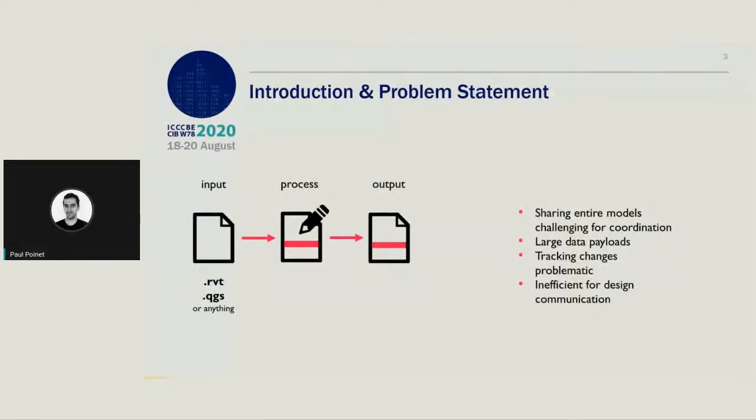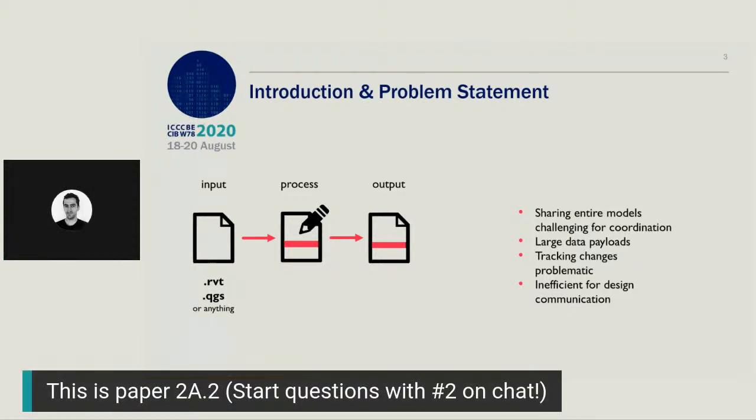So today, basically what we are facing, people are exchanging a big amount of data, like big Revit files, and then if one is making one change, one has to save the change and resend this file again. So this creates large data payloads, and tracking changes is very problematic. It's inefficient for design communication.